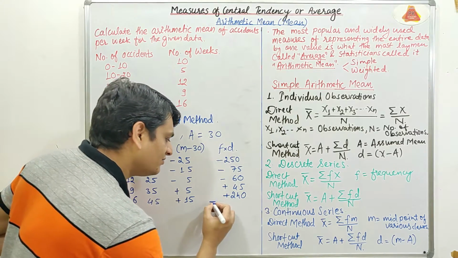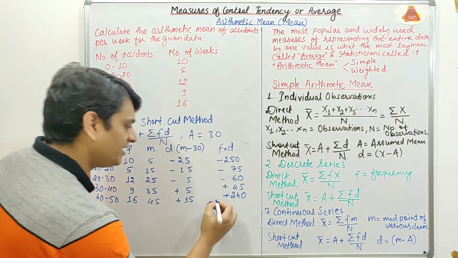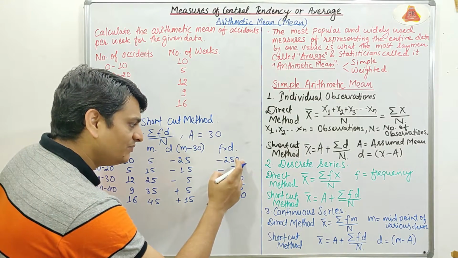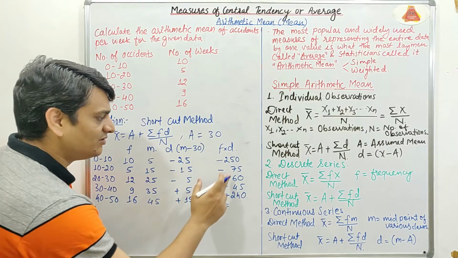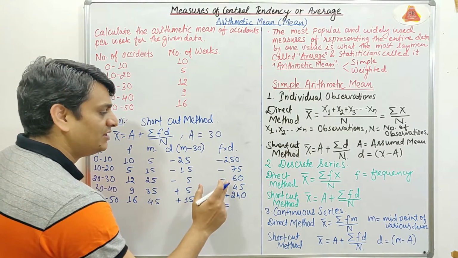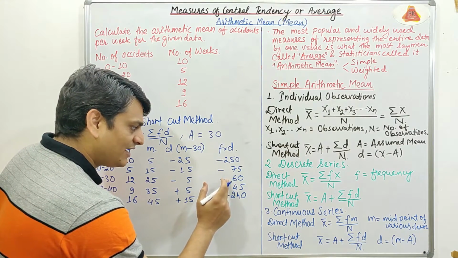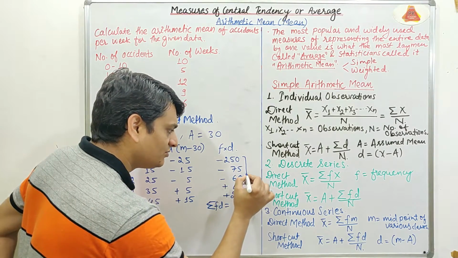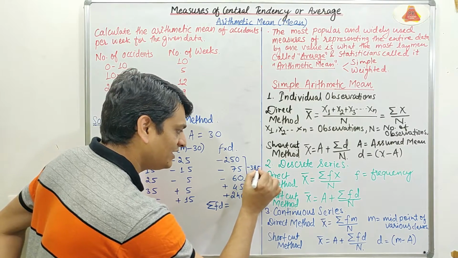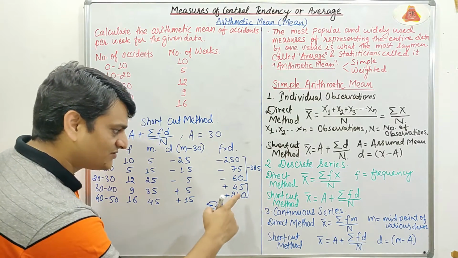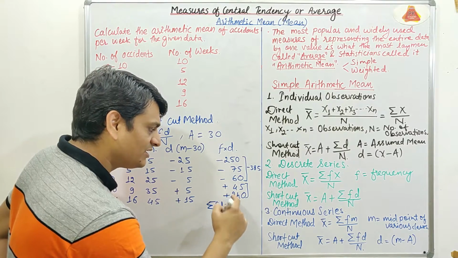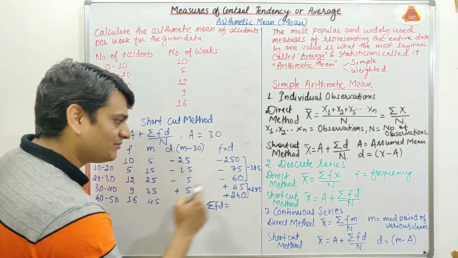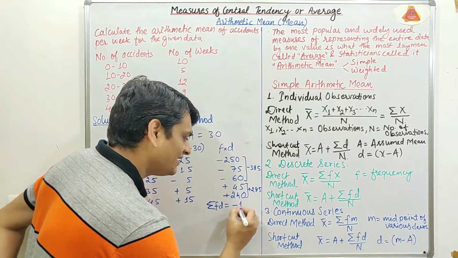Now we have to calculate summation fd. So summation fd is equal to minus 250 minus 75 is equal to minus 325. Minus 325 minus 60 is equal to minus 385. So it will be minus 385. Now we will calculate the plus values. So it will be 240 plus 45 is equal to plus 285. So minus 385 plus 285 is equal to minus 100.